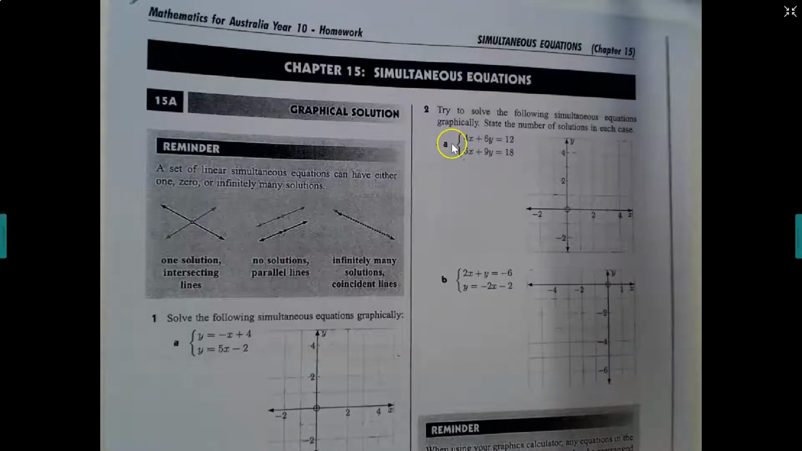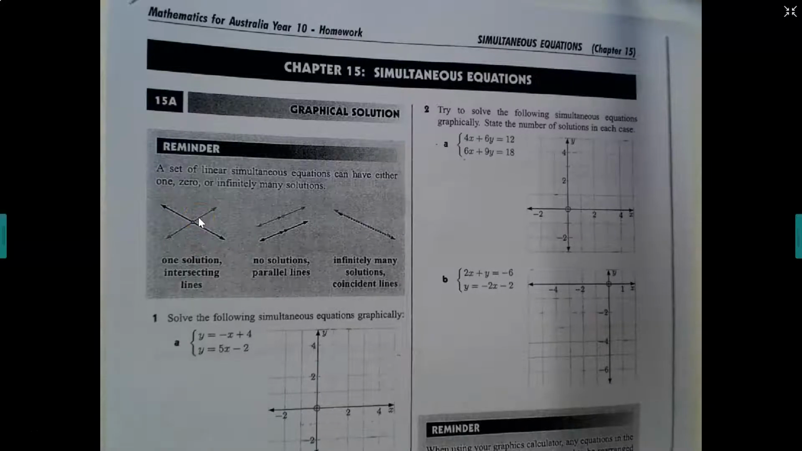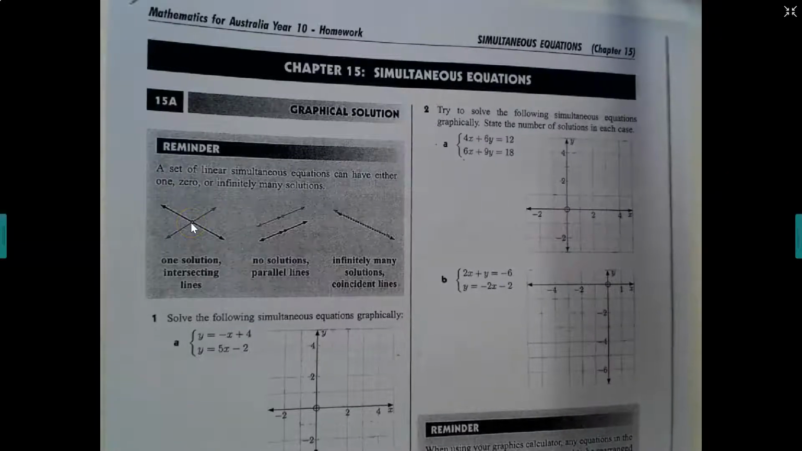Now when we look at simultaneous equations, basically what we have is two equations of two different lines, and we're finding the point where the two lines intersect. There are three possible things that could happen. We could have two lines which are graphed, and you can see that they intersect at one point. If they intersect at one point, we say that there is one solution.